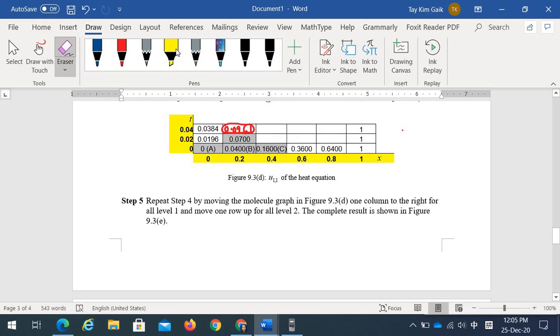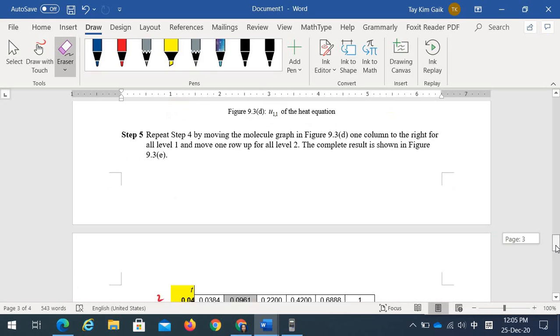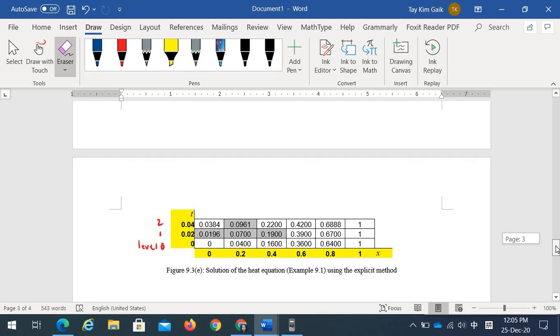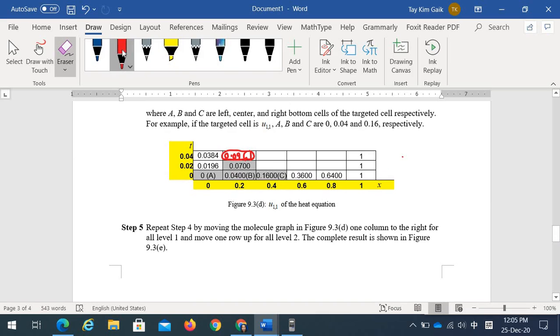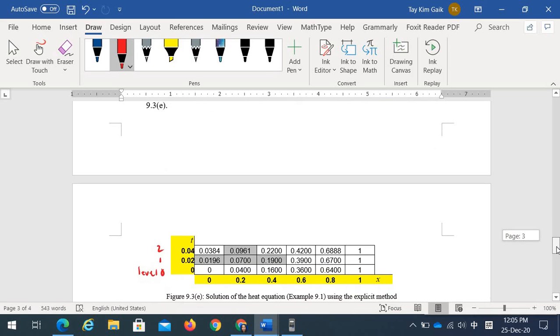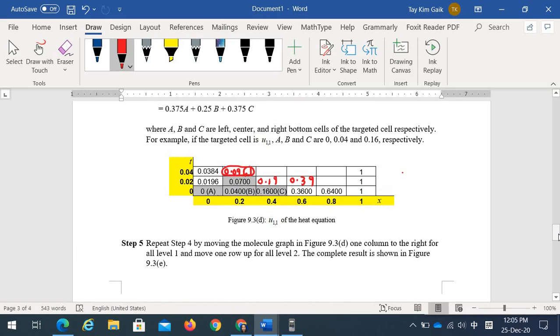So then maybe 1939. 0.19, 0.39, 0.67, 0.67. Okay, now you are going to solve this cell.